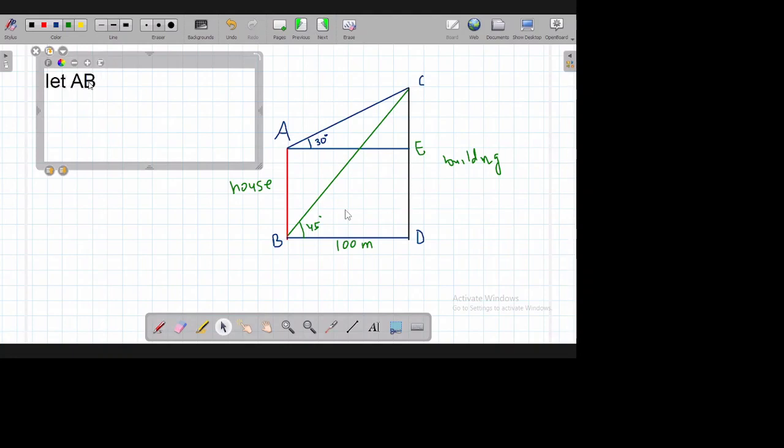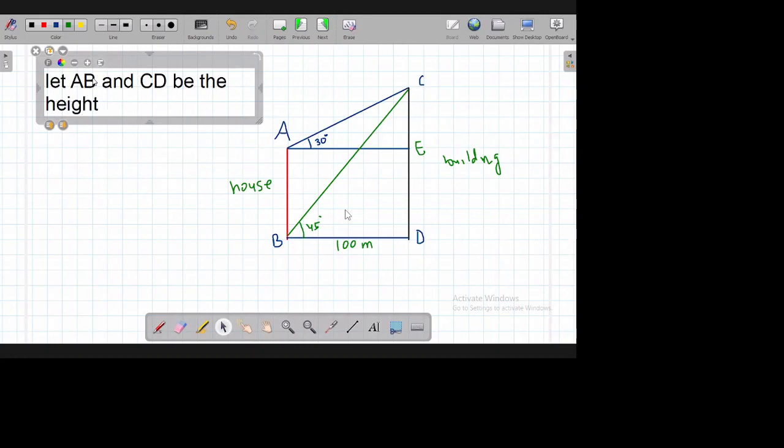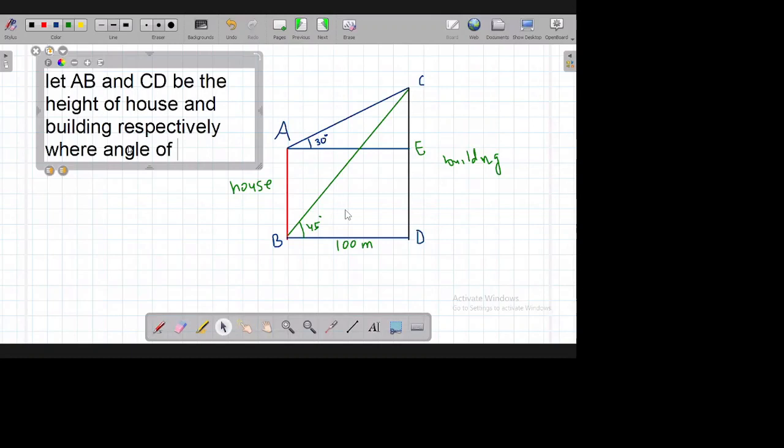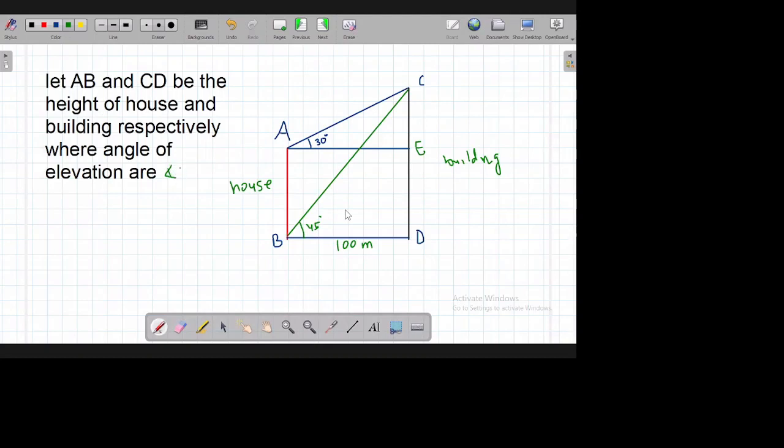Let AB and CD be the height of house and building respectively, where the angles of elevation are angle CAE and CBD. Okay, these are the angles of elevation.